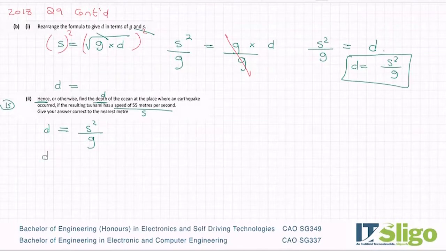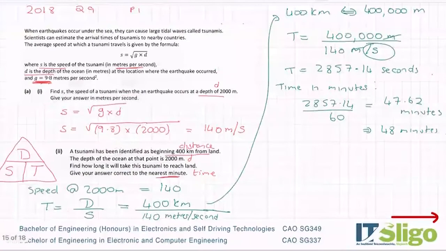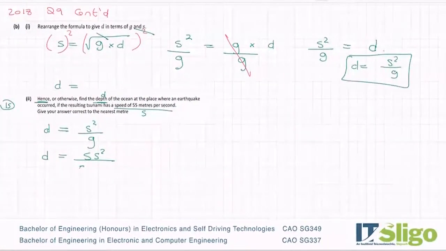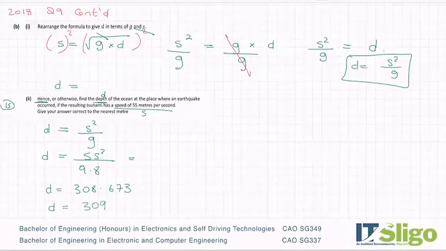Remember G is a constant. So 55 squared over, what was that G value? 9.8. So it's the fraction button, 55 squared over 9.8. So D was equal to 308.673 on my calculator. Give your answer correct to the nearest meter: 309 meters. So that was the hence.